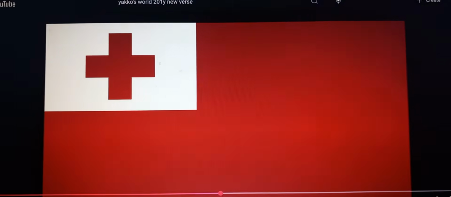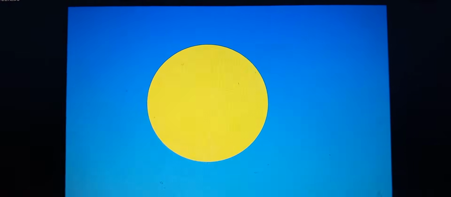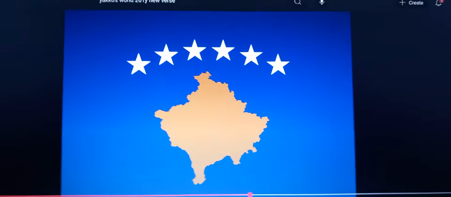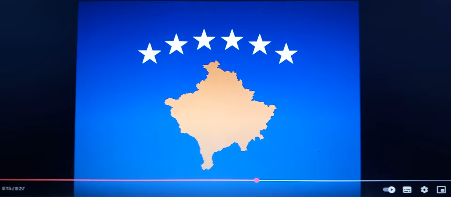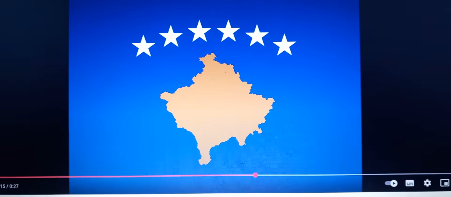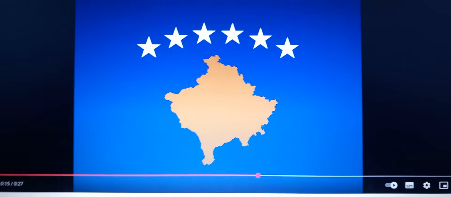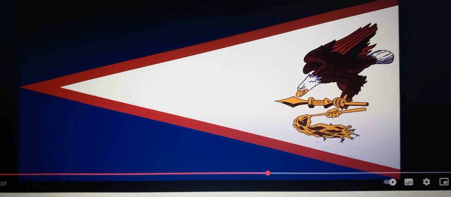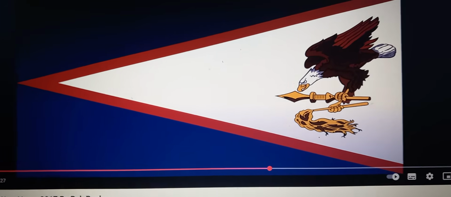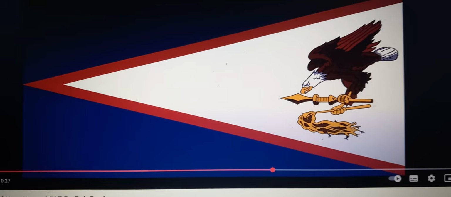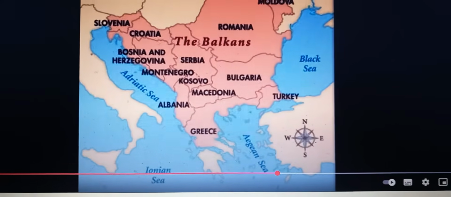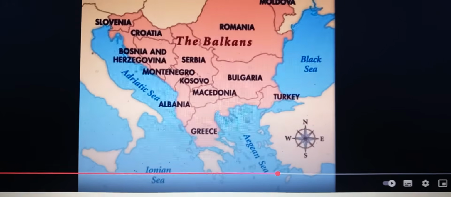Armenia, Tonga. It's called Tonga. Palau. It's pronounced Palau. Lithuania, Serbia, Kosovo. 104 UN member states recognize Kosovo as a country. Share in the comments if you also think Kosovo is a country. US Samoa. It's called American Samoa, but it's not a country. It's an unincorporated territory of the USA. The Balkans. The Balkans is a region in Europe, not a country.